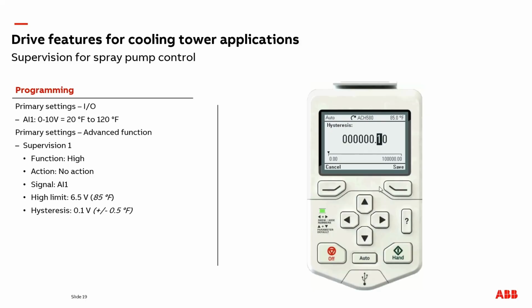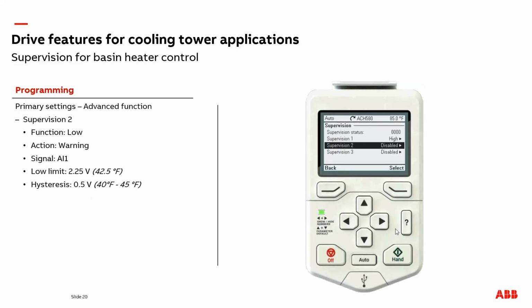And the hysteresis function adds half above and half below of that value to our high limit. So now the spray pump will remain enabled until 85.5 degrees, and then as the temperature comes down, not shut off until 84.5 degrees.